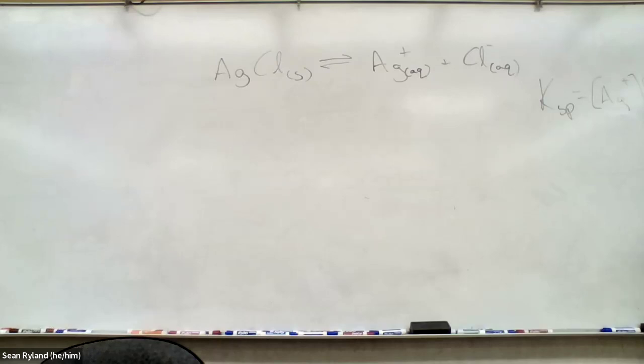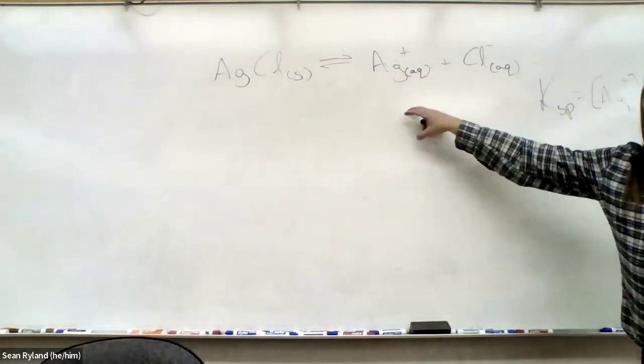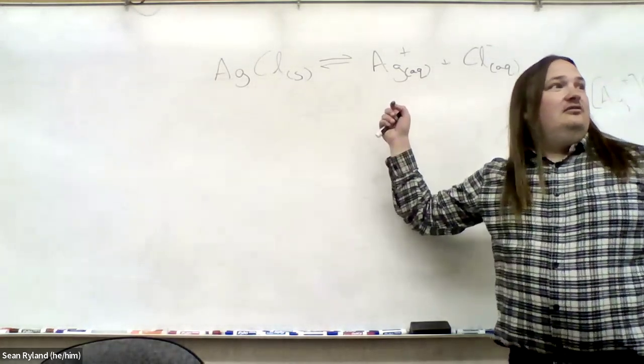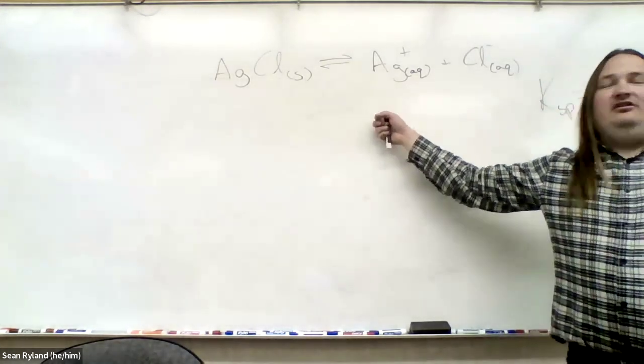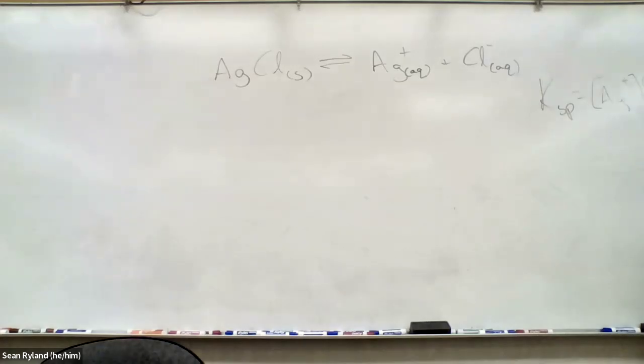So don't do that. Why this is useful though, is if we have a water source that has small amounts of silver in it, if we want to make it so less silver dissolves in your water, we can actually just increase the concentration of chloride in that.